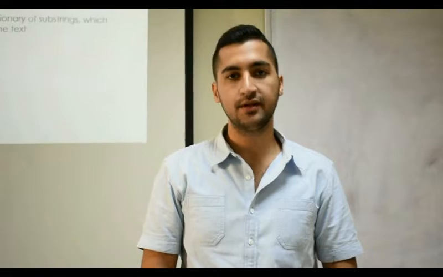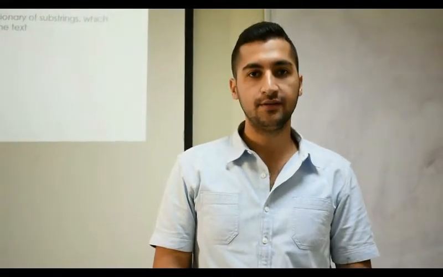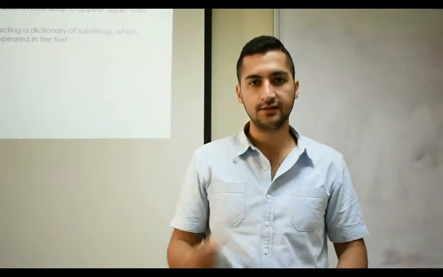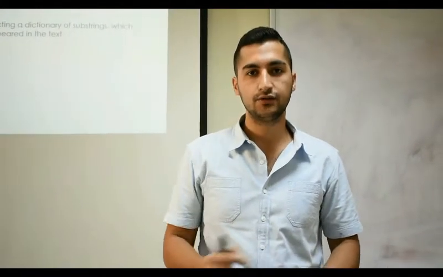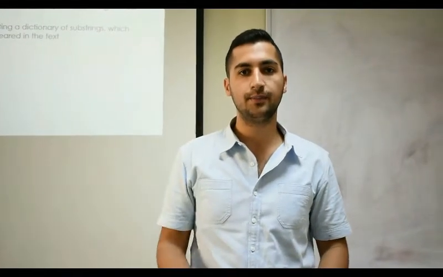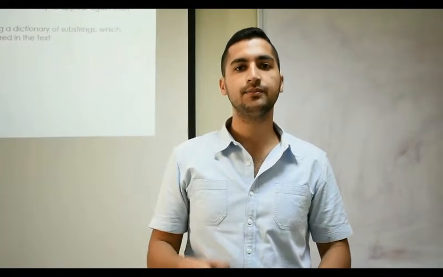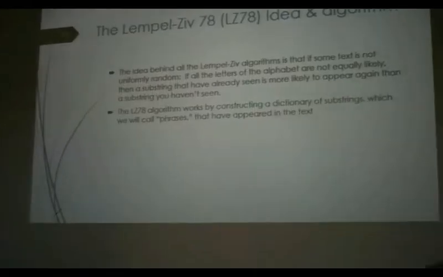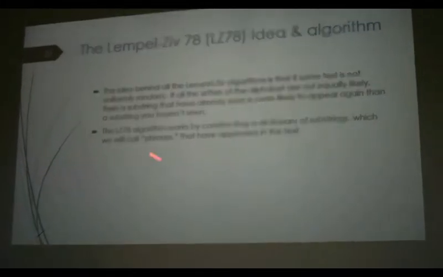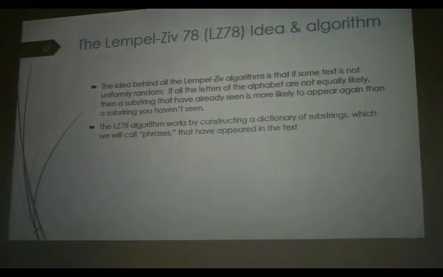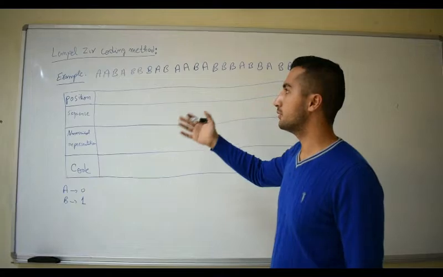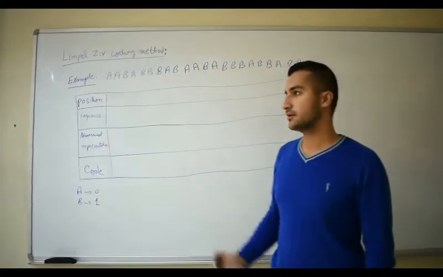The idea behind all the Lempel-Ziv algorithms is that if some text is not uniformly random, that means if all the letters of the alphabet are not equally likely to appear, then a substring that has already been seen is more likely to appear than a substring that hasn't been seen before. The Lempel-Ziv 78 algorithm works by constructing a dictionary of substrings, which we will call phrases, that have appeared in the text. Here we can see a set of data that we would like to encode using the Lempel-Ziv algorithm.